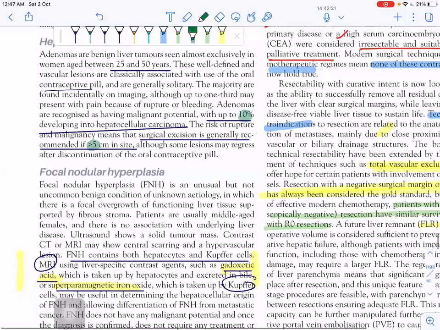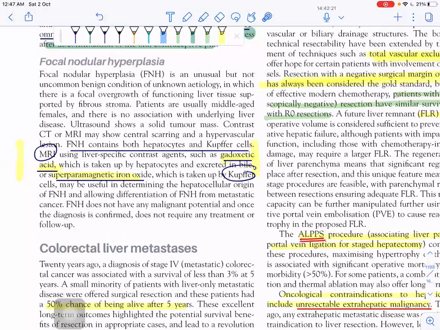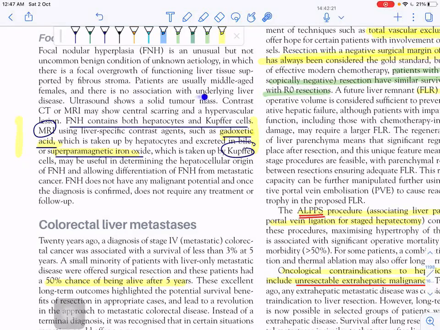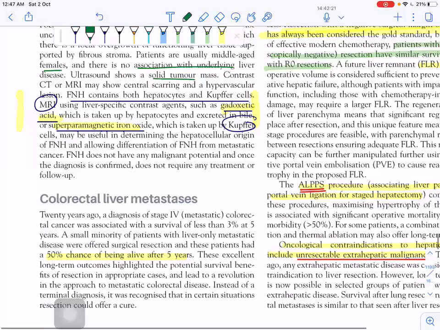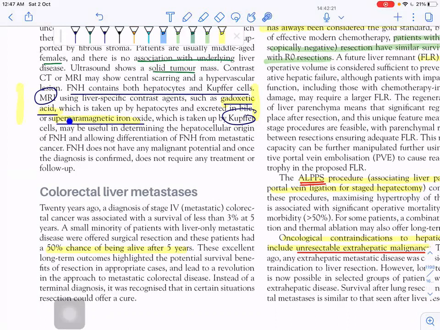So let's come to FNH. FNH occurs in middle-aged females, with no association with underlying liver disease, and is a solitary tumor mass. FNH contains both hepatocytes and Kupffer cells. So MRI using liver-specific contrast agents such as gadoxetic acid, which is taken up by hepatocytes and excreted in bile.